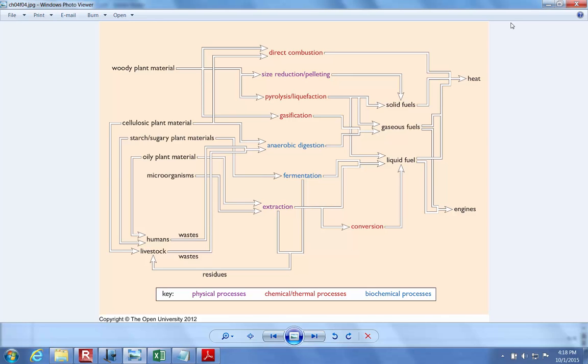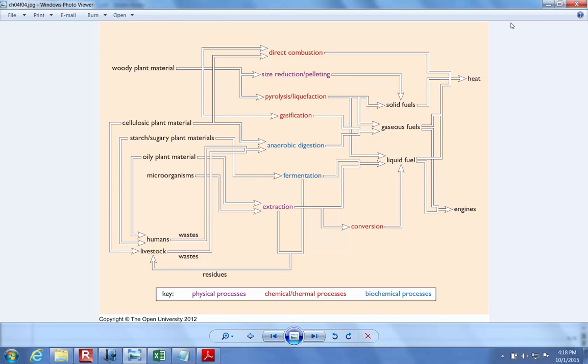Then you get oily plant material, which can be extracted, okay, and converted to a liquid fuel. We all have seen articles on oily plant material.